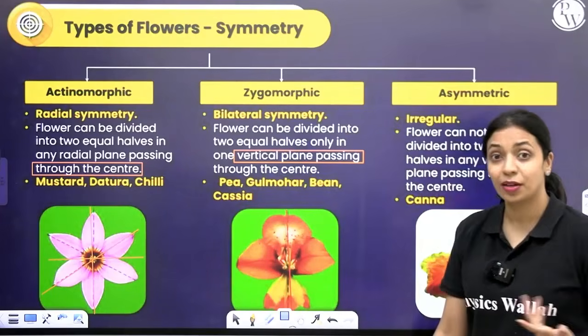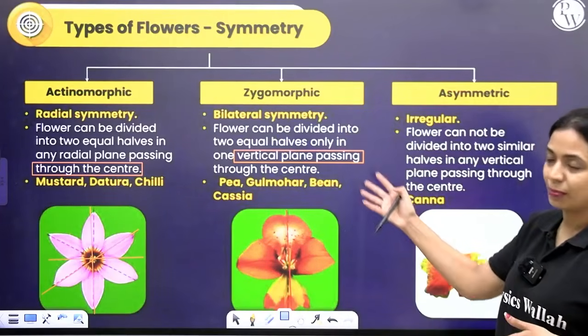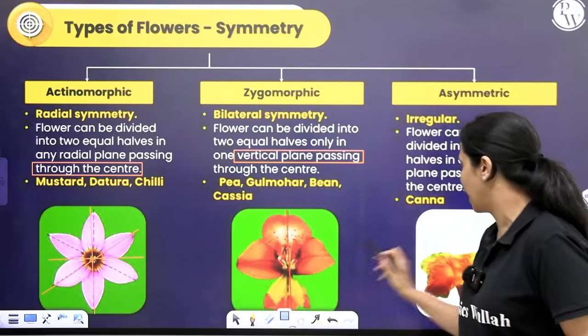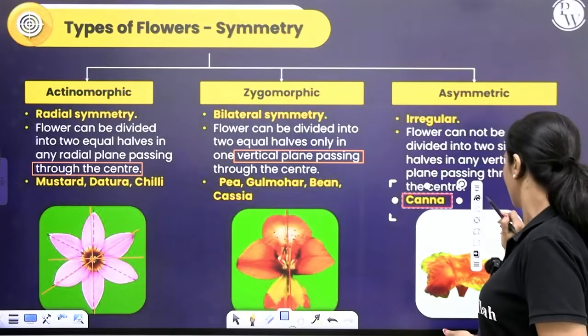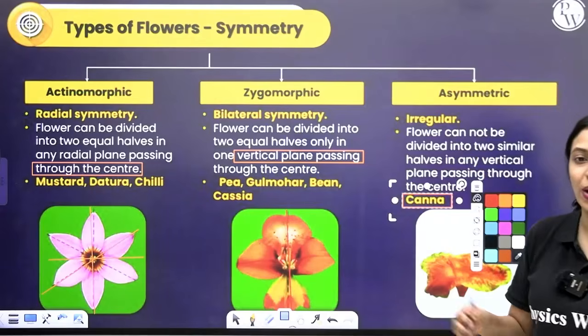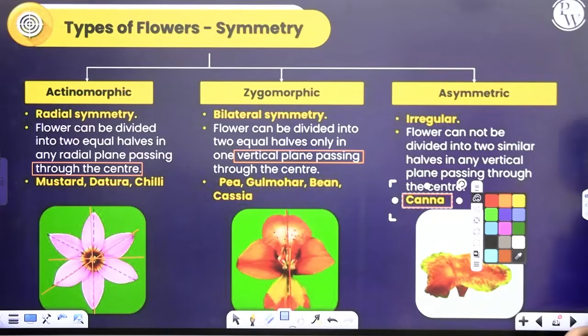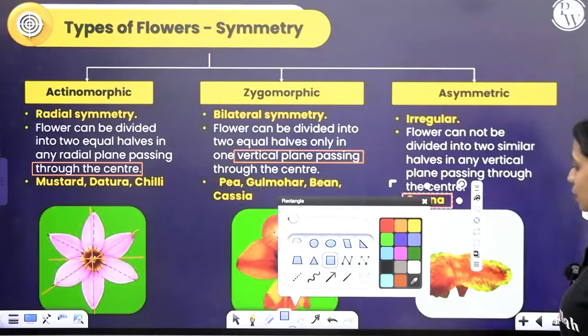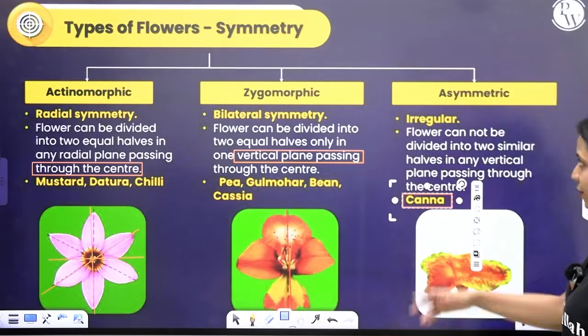Zygomorphic flowers can be seen in the pea family. Pea, gulmohar, bean, cassia, they are zygomorphic. And asymmetric flowers can be seen in canna, which is a monocot plant. So no matter which plane you pass it through, you will never get two equal halves. Alright, so this is one way of classifying flowers.